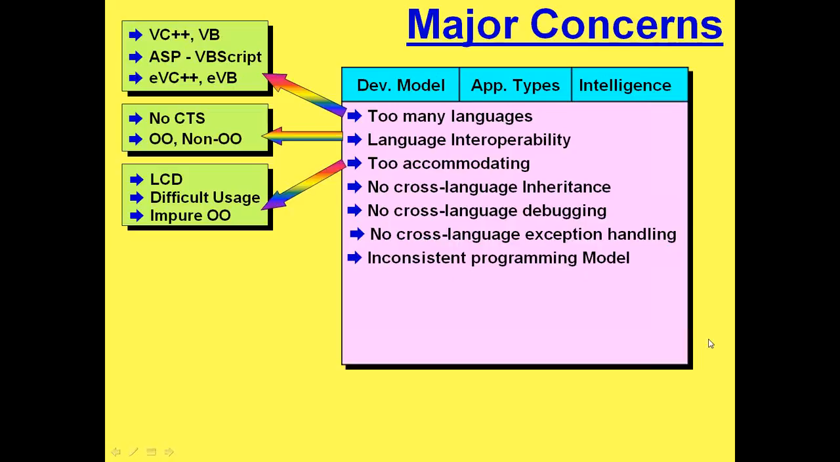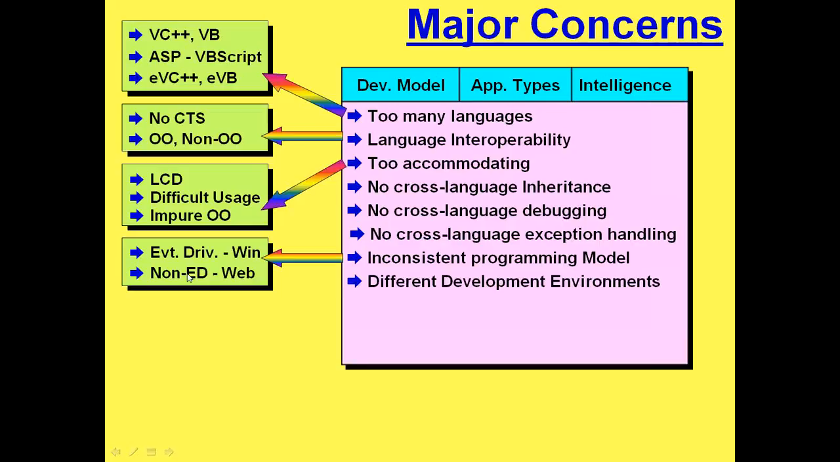Inconsistent programming model. Windows is an event-driven programming model. Event-driven means what? Hitting a key on the keyboard is an event. Clicking the left mouse button is an event. Whereas web applications are called non-event driven.